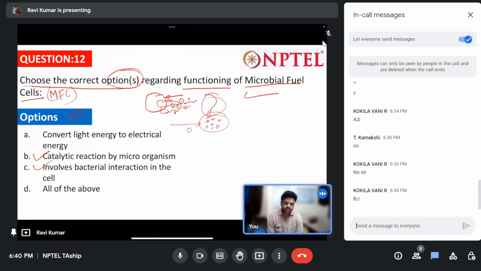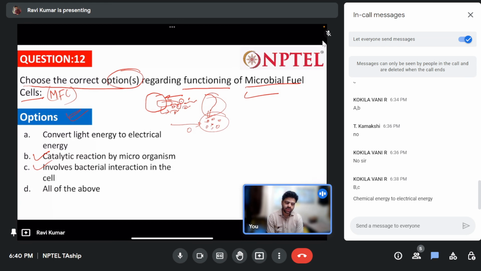Which word is there which is preventing you from choosing option A as well? Just write the word which seems to be incorrect to you. Yes, Kopila, you are right. It should be chemical energy into electrical energy, but it is saying light energy into electrical energy. So I think Kopila is watching lecture videos regularly. That's great. Keep it up. So option A is wrong. B and C is correct.